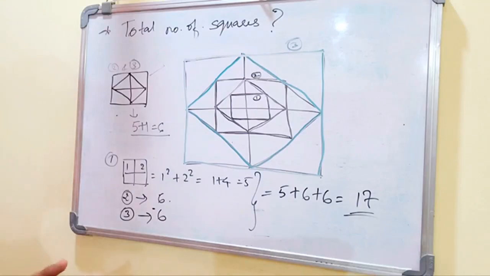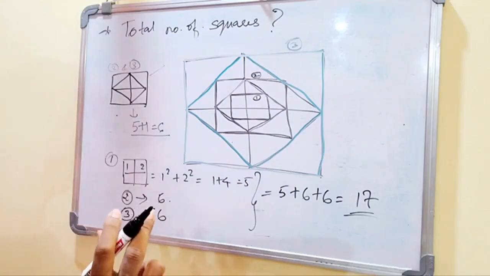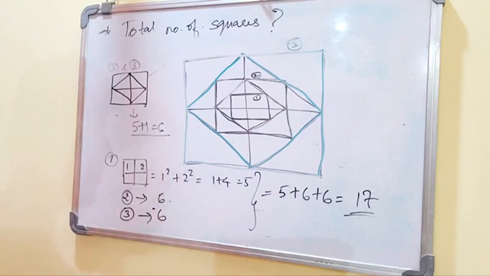It's very simple. All that you have to do is decode the figure, find the number of squares individually, and then add it up.